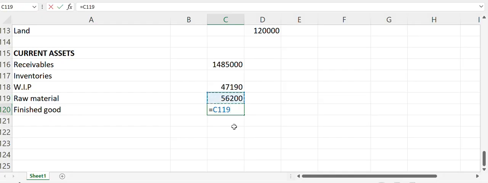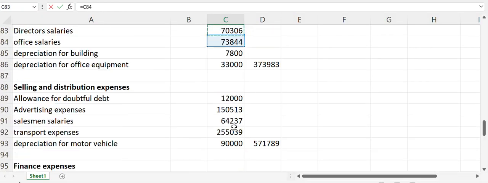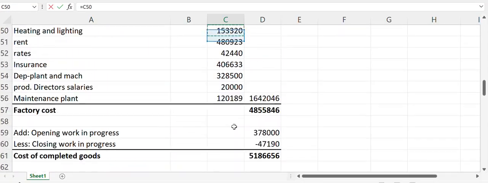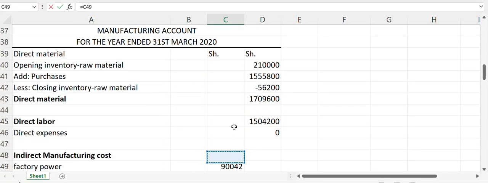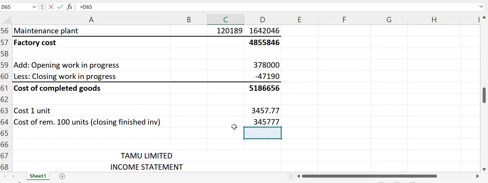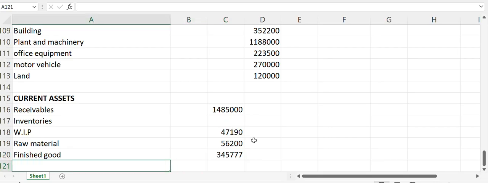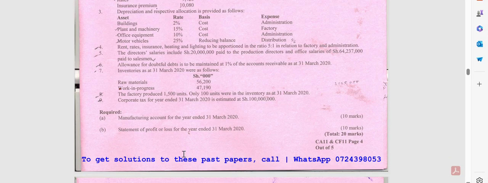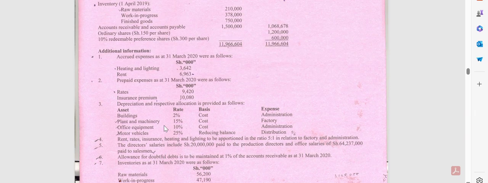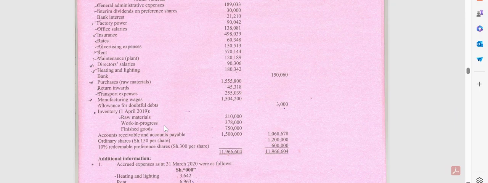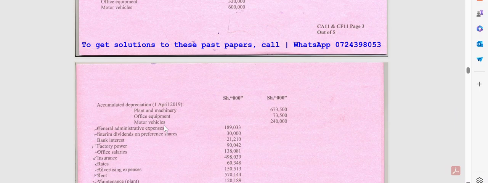Finished goods, we had computed for finished goods, remember, and it's also there in the income statement. Here it is 3457. Then let us now check for any other item that's supposed to be recorded under assets that we've not included. So we can check.